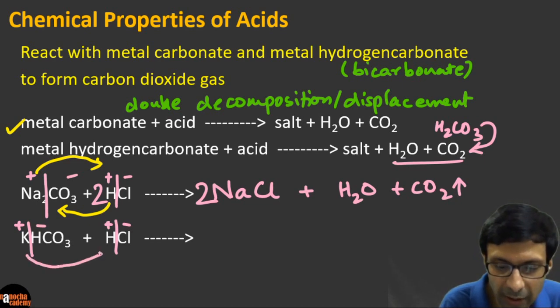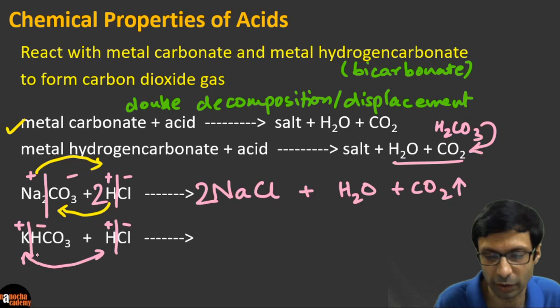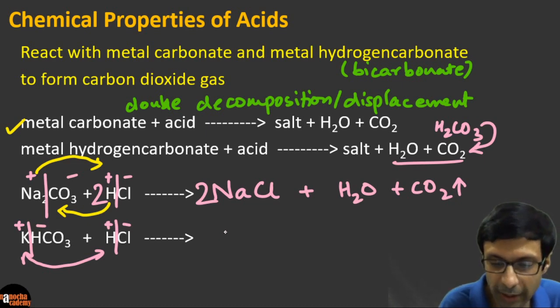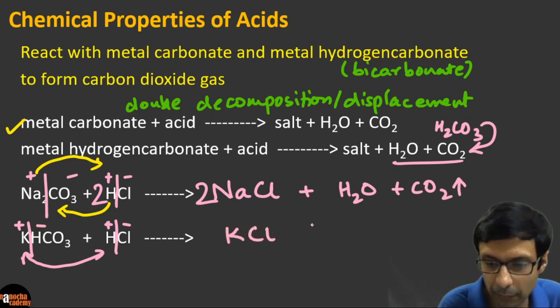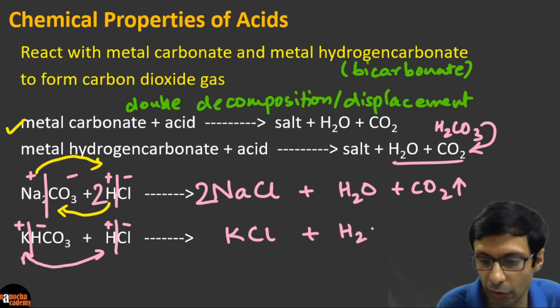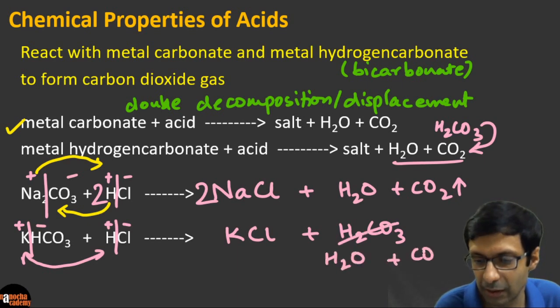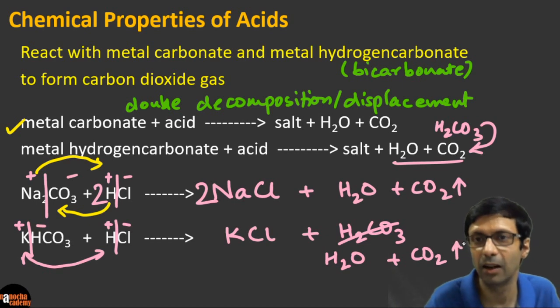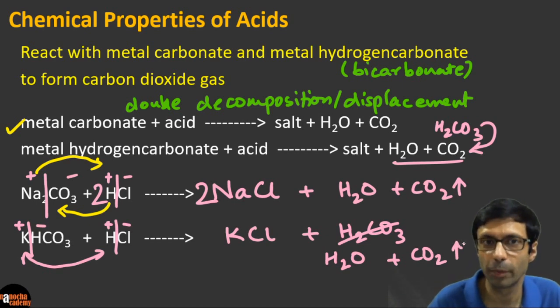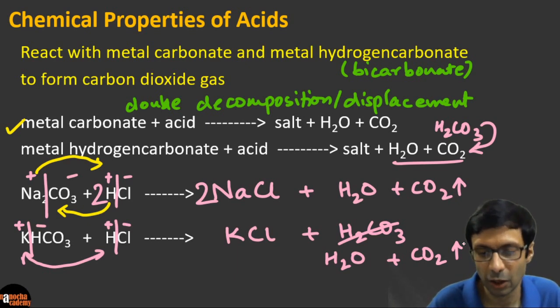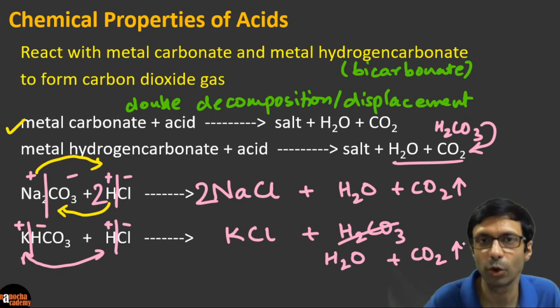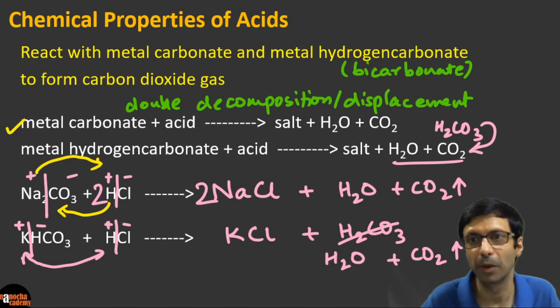And you can see that these guys are going to exchange their positions, okay? And so what are we going to get? It's going to be KCl plus H2CO3, right? Again, remember, H2CO3 breaks down into H2O plus CO2. Okay, so don't leave it as carbonic acid. That's not going to be completely correct. And so you're going to get this, and I think the equation is already balanced. So we get the salt, in the first case was sodium chloride, the second case is potassium chloride. Okay, and then we get carbon dioxide gas.